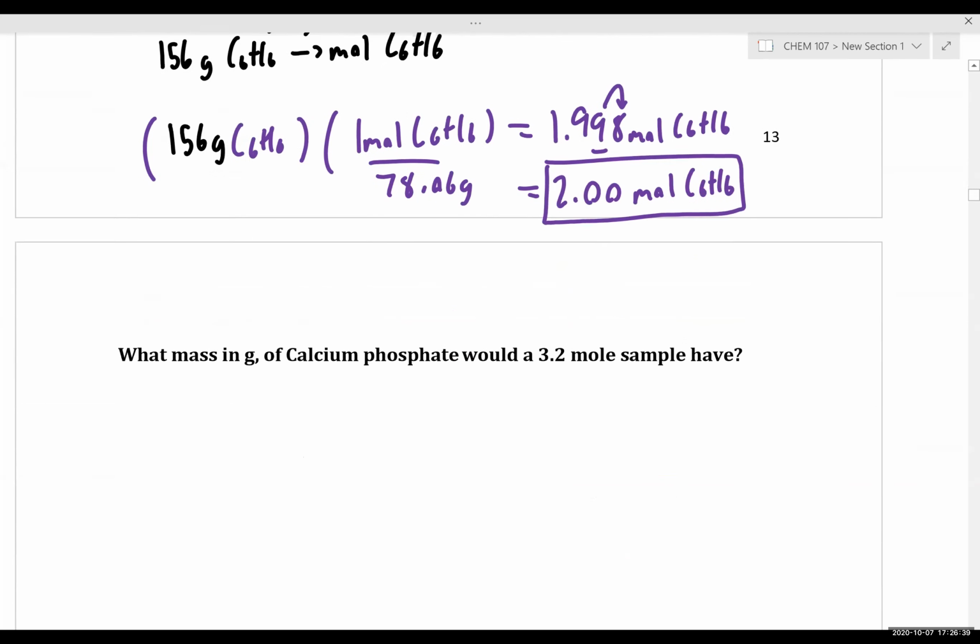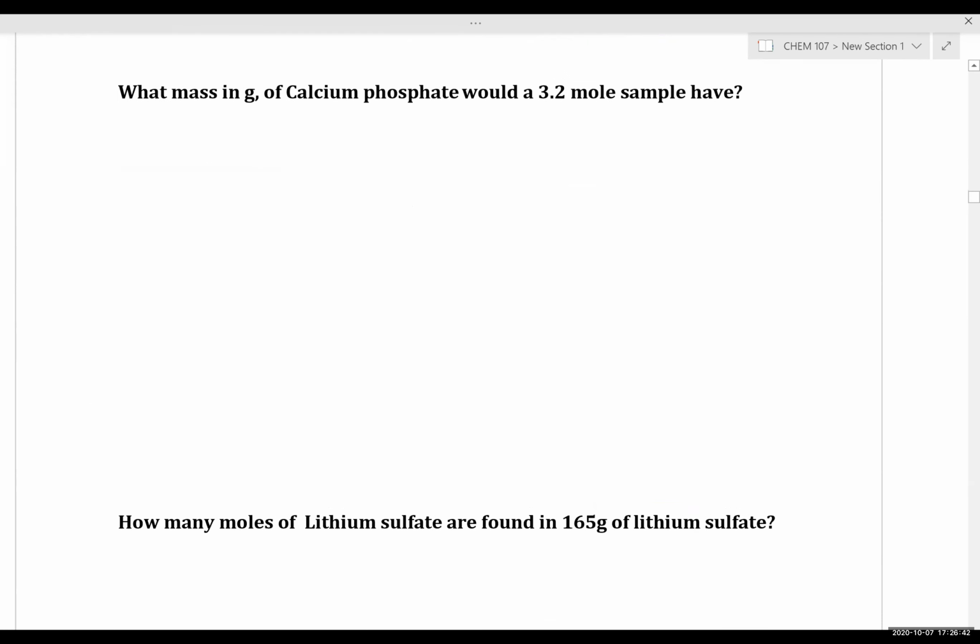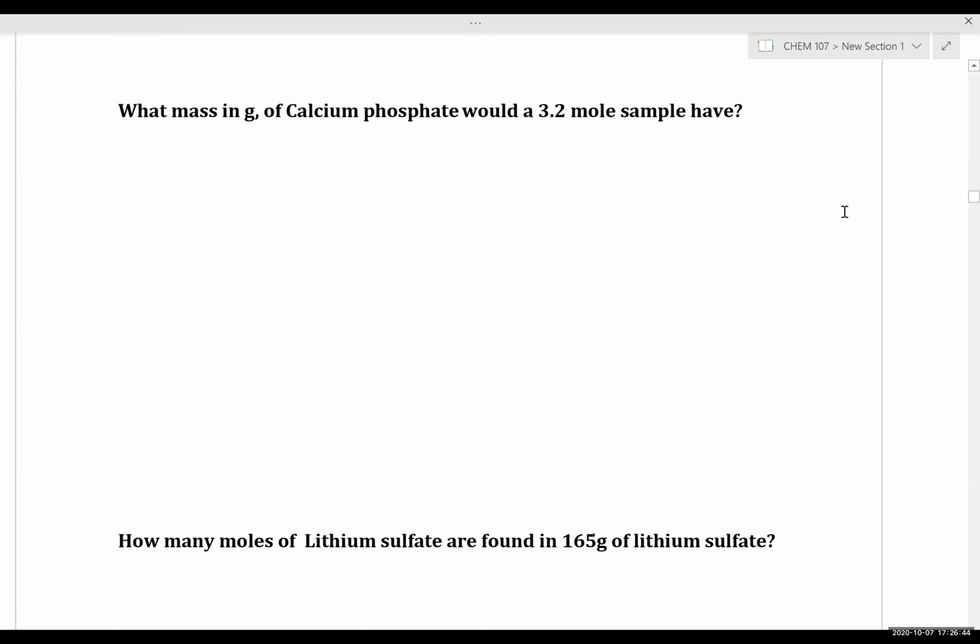So let's keep going now, and let's look at a somewhat more difficult example. I'm going to do the first one, and you'll handle the second one. We're asked, what is the mass in grams of calcium phosphate for a 3.2 mole sample? So we're trying to go from moles of calcium phosphate to grams of calcium phosphate. So in order to tackle this problem, I need to get my formula. And in order to get my formula, I need to use my name.